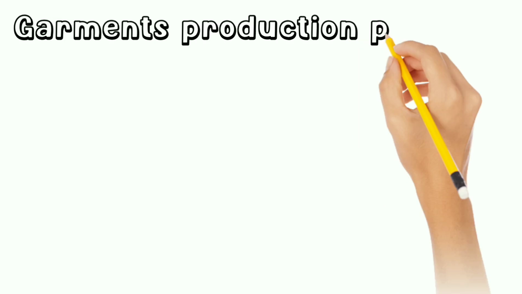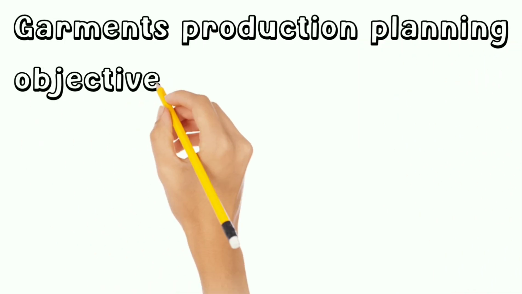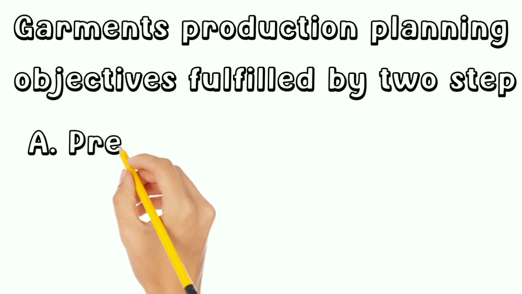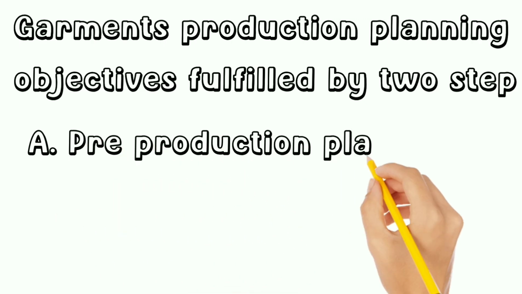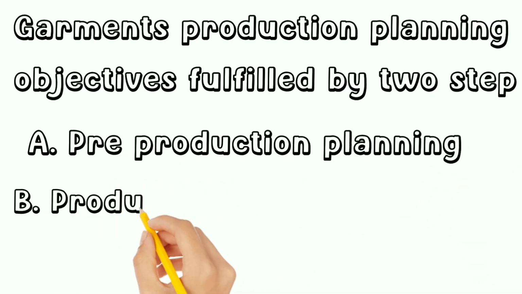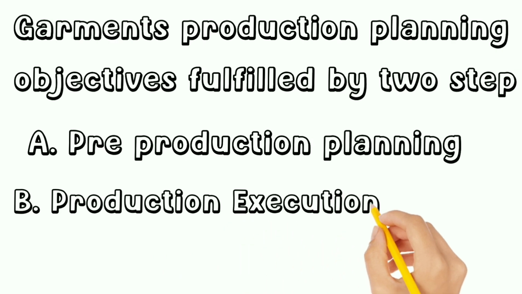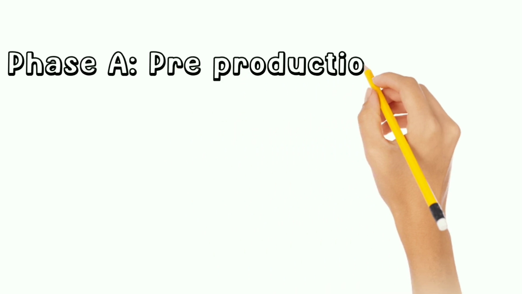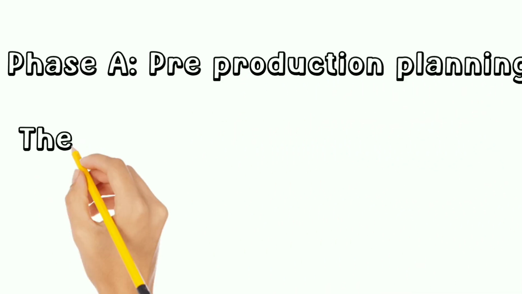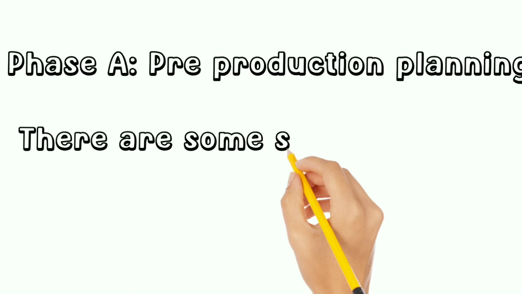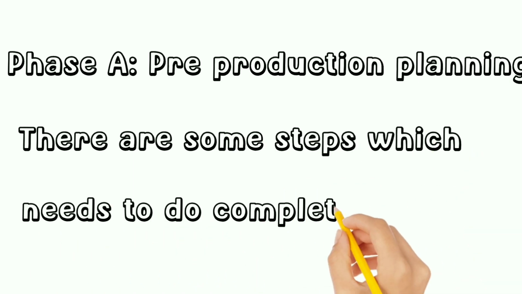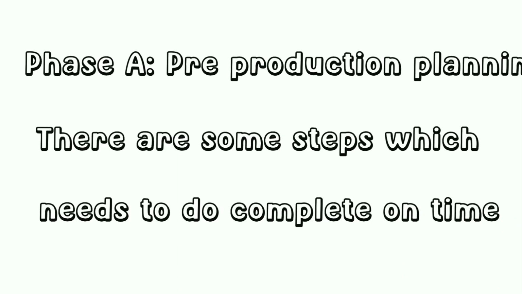Garments production planning objectives are fulfilled by two steps. Phase A, pre-production planning. Phase B, production execution planning. Phase A, pre-production planning. There are some steps which need to be completed on time.